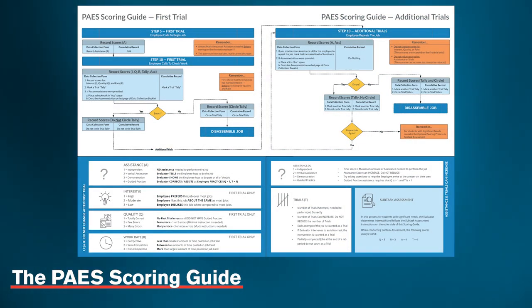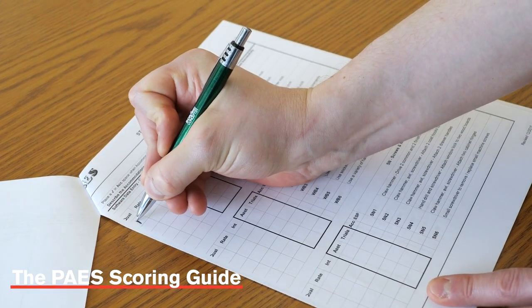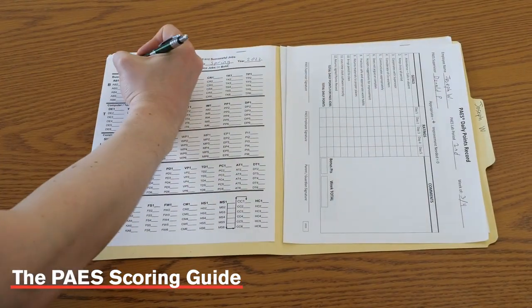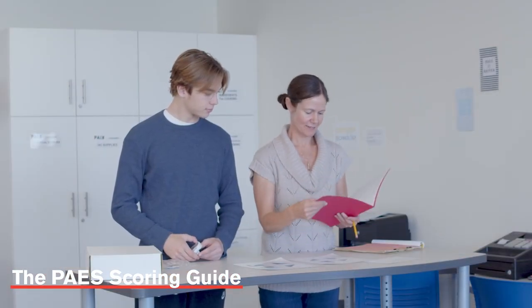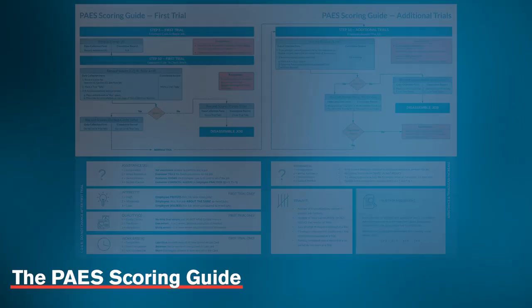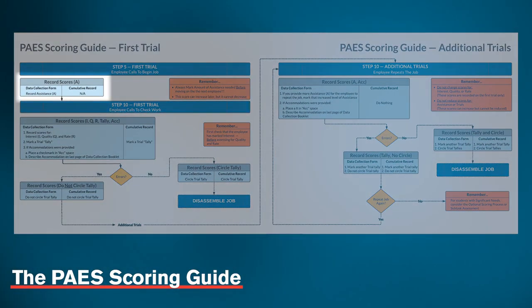The PAES scoring guide and flowchart are the most important pages in the PAES training. Assigning and recording scores in PAES can be complex at first. Not all scores are recorded at the same time. Meanwhile, some scores are recorded more than once throughout the assessment process, while others aren't. The scoring guide and flowchart give you a step-by-step guide of exactly when and where to assign scores.